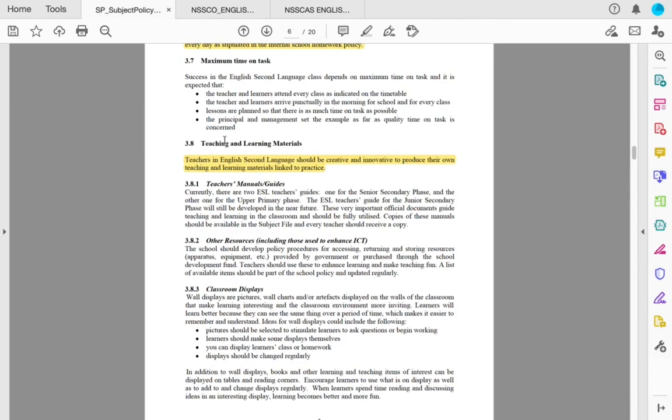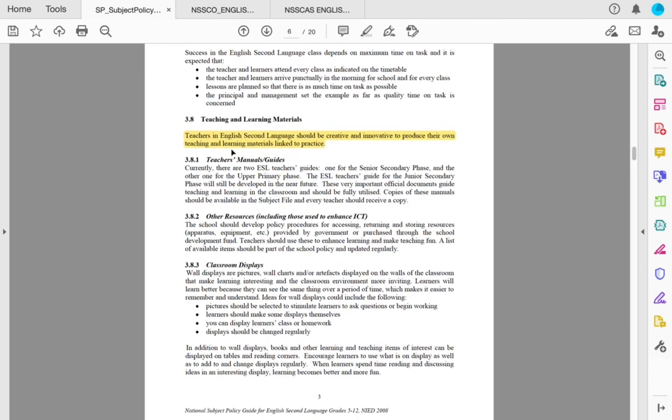And now we're moving on to the teaching and learning materials. Here, as teachers, we are advised to be very creative and innovative when it comes to teaching materials and learning materials, rather than just depending on the textbook, or rather than just using the materials that have been created by other people.